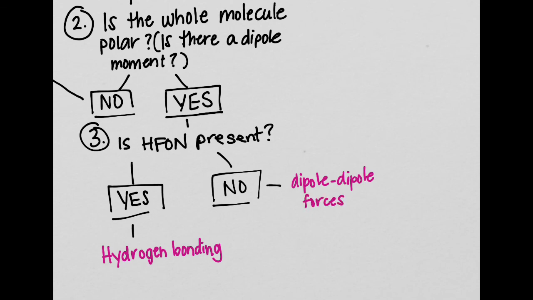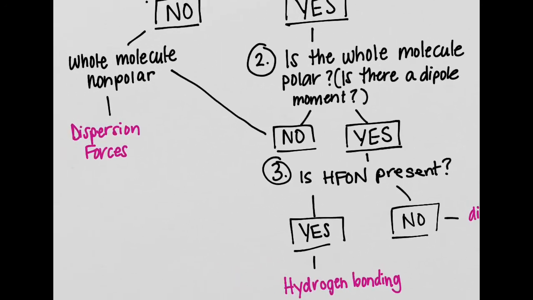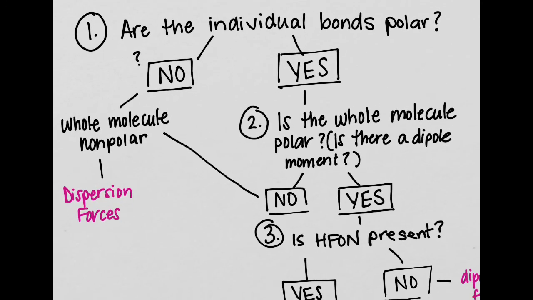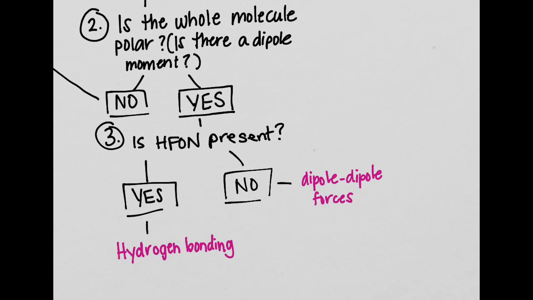So let's go ahead and zoom out or back out. I have to answer first, are the individual bonds polar? If not, then the whole molecule is nonpolar and I only have dispersion forces. If yes, then the whole molecule might still be nonpolar. But if the molecule is polar and there is HFON, then hydrogen bonding is the kind of intermolecular force I'm dealing with. And if it's not, then I only have dipole-dipole forces.